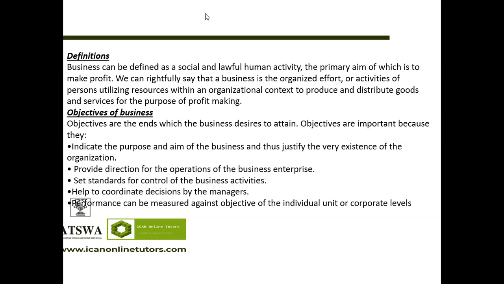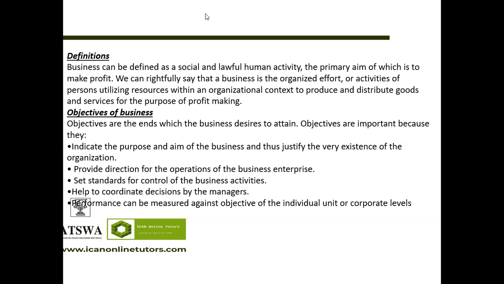Because one of the things that you have to try as much as possible, once you are planning to establish a business, we say that the primary motive is to make profits. Then you have to think in terms of what will be the objective. Why? Because just like what we made mention of in our previous class.